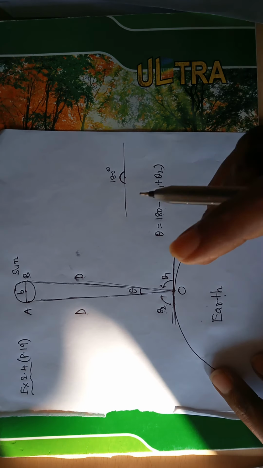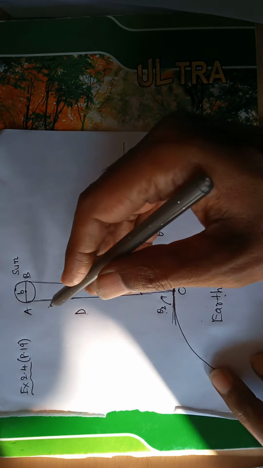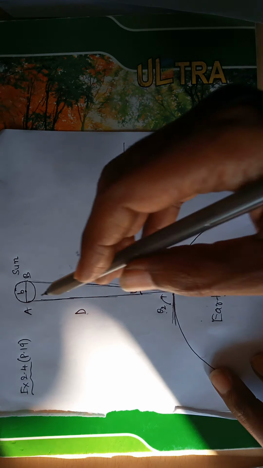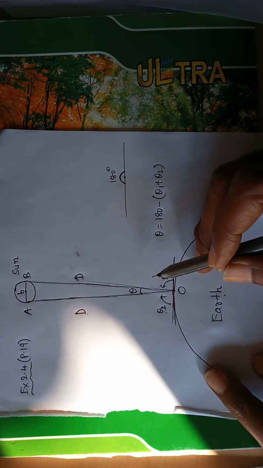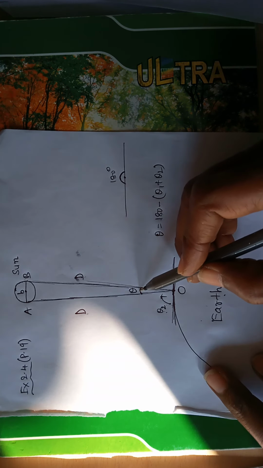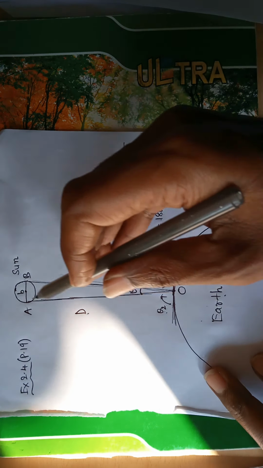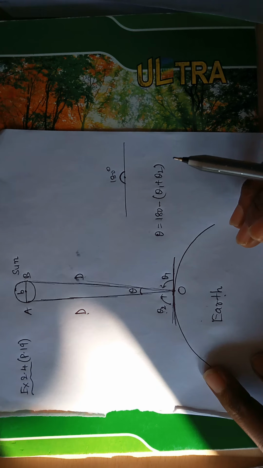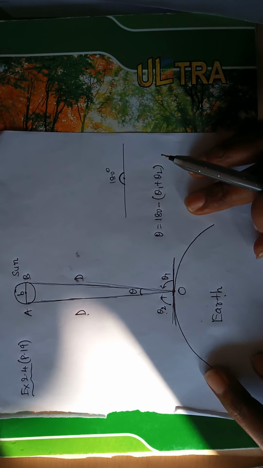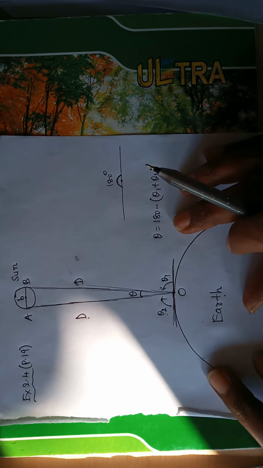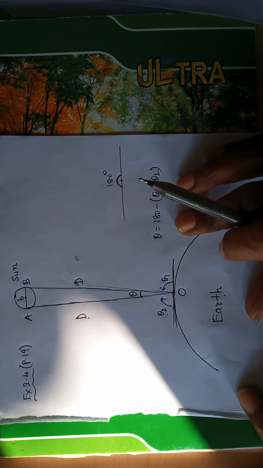So this is the capital D, this is small b. How many variables are there? Theta value, capital D, small b. Out of the three values, if two are given, the third one can be determined. Now let us look at the problem, what is given and what is asked.